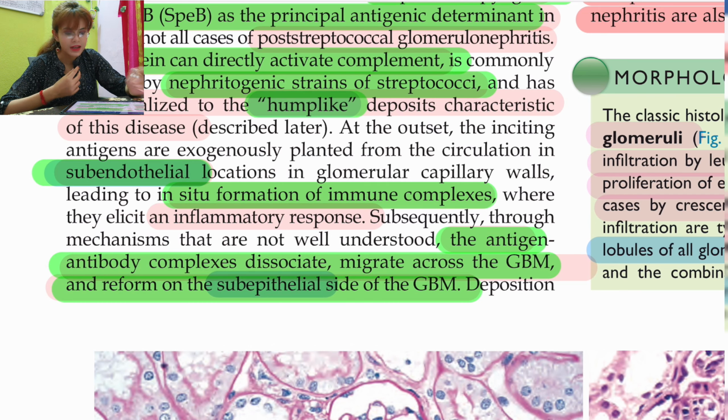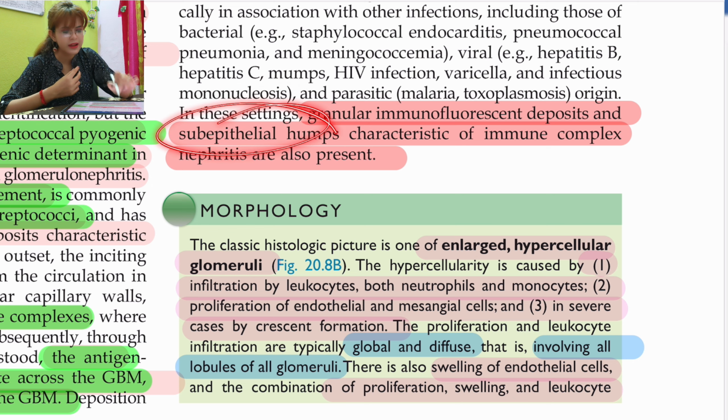Okay, so this is having a granular deposit. I've already mentioned this granular deposit is because of the subepithelial humps and not the endothelial. This is basically because of the subepithelial humps, because this is ultimately the characteristic feature of this kind of nephritis. So this is ultimately your question, so do not get confused. I've told you each of these points in detail. You have the diffuse and global type of involvement here.